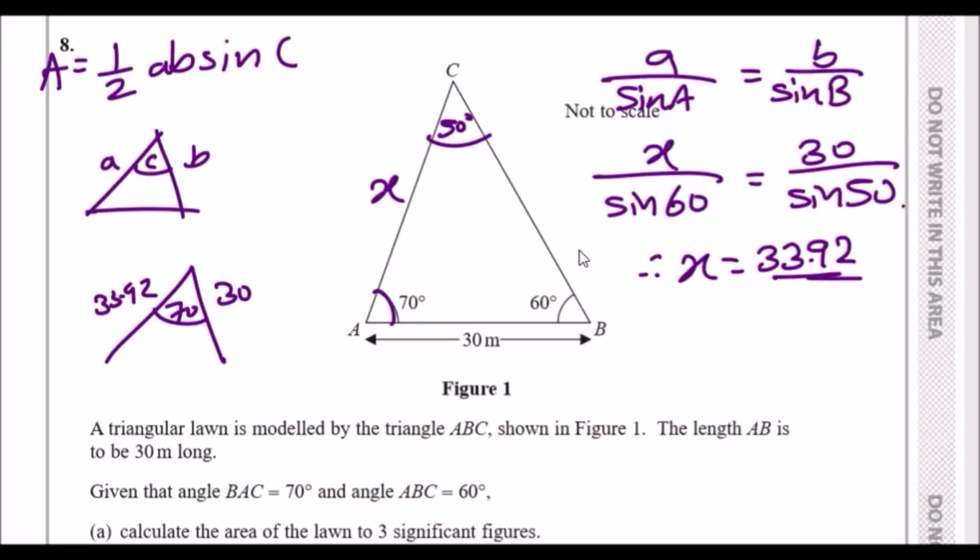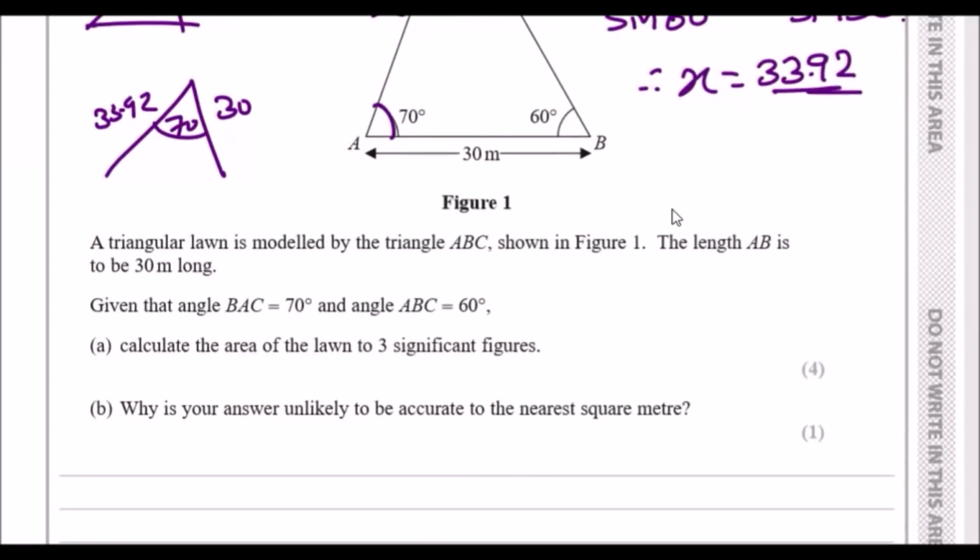And now we just plug into the formula here. We've got half AB sine C, so half times 33.92 times 30 times sine 70. Doing that, you should get, to 3 significant figures, 478. What's the unit? Meters squared. It can't be centimeters because it's actually a garden.